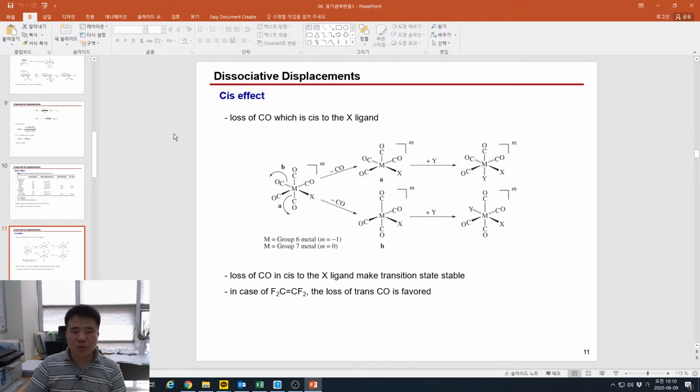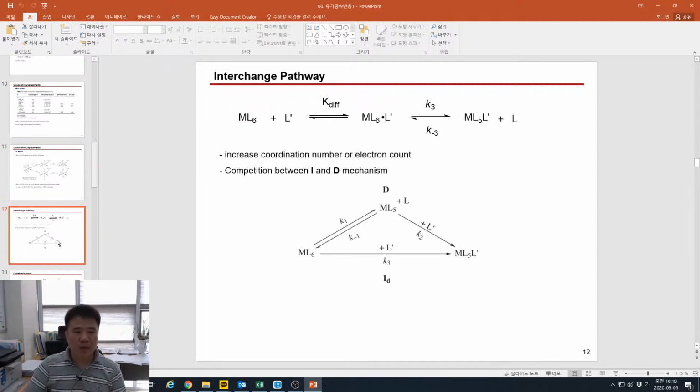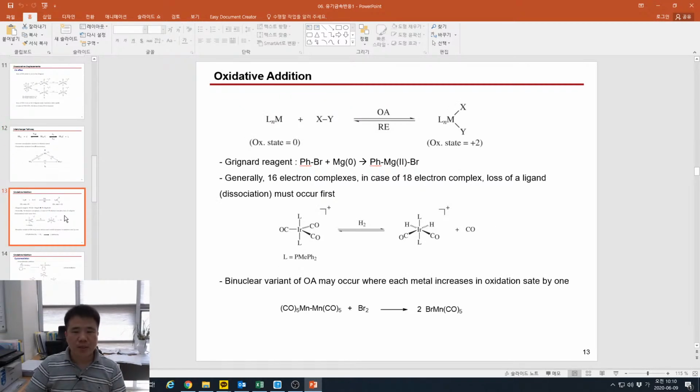And we also talked about the CC effect and the interchange pathway. And then we talked about oxidative addition. So we have learned that oxidative addition is a reversible reaction. So oxidative addition and reductive elimination. Both reactions are very important to explain some transition metal catalysis.